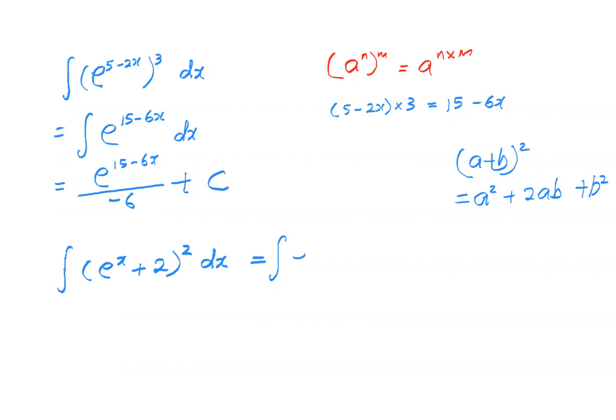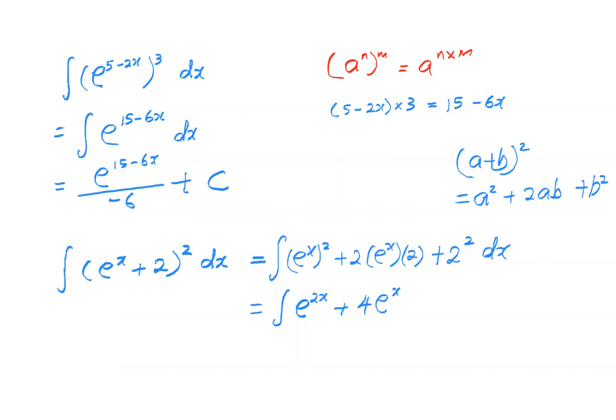Okay, e to the power x, squared, plus 2 times e to the power x times 2, then plus 2 squared, dx. So this can be simplified as e to the power of 2x plus 4e to the power of x plus 4 dx. Okay, so now this one, I use the exponential term rule and the constant rule.